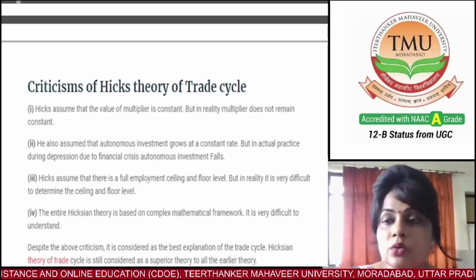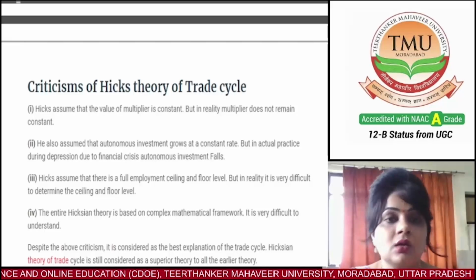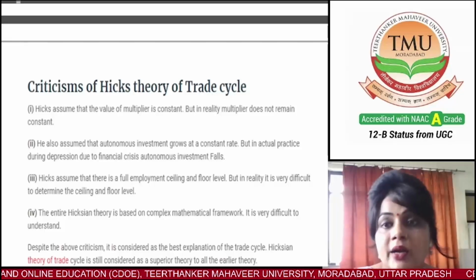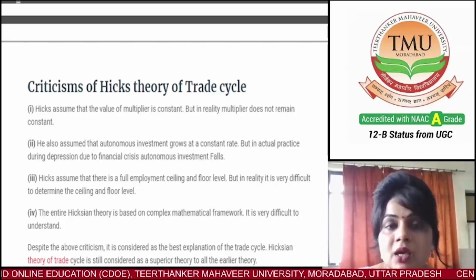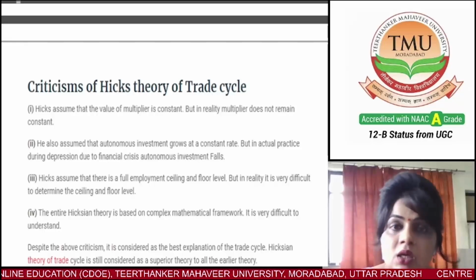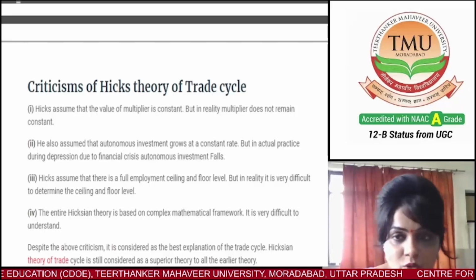So, students, hope you well understood the criticism of the Hicksian theory of the multiplier-accelerator. Hope you well understood this theory, and it is also considered a superior theory to all the earlier theories.